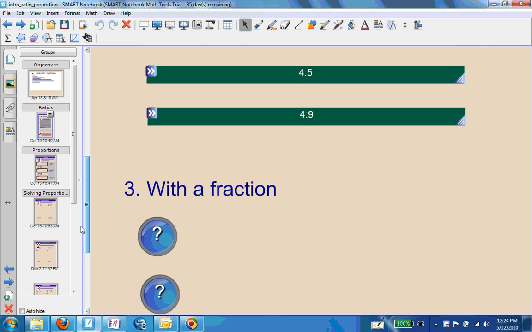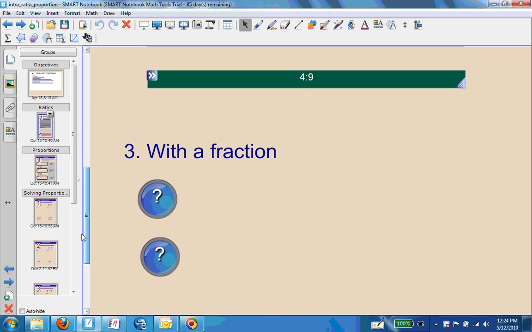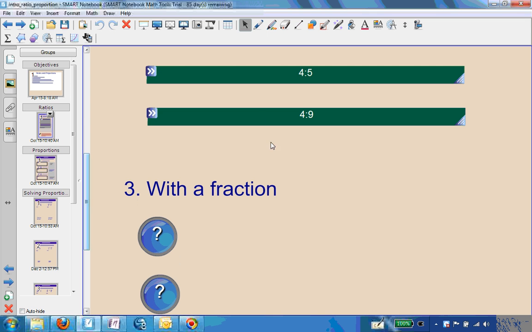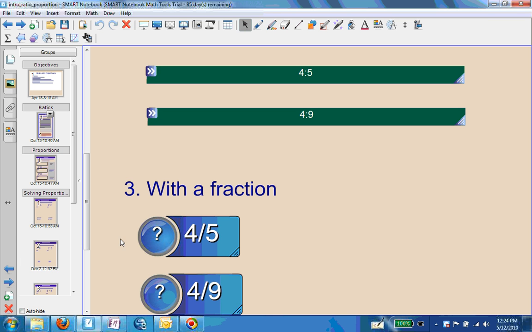And the third way to write a ratio is as a fraction. So for example, 4 girls compared to 5 boys, we would write as 4/5. 4 girls out of 9 total students, we would write as 4/9.